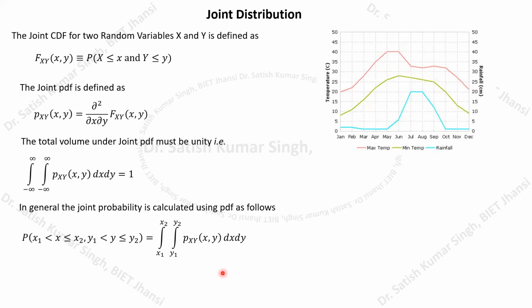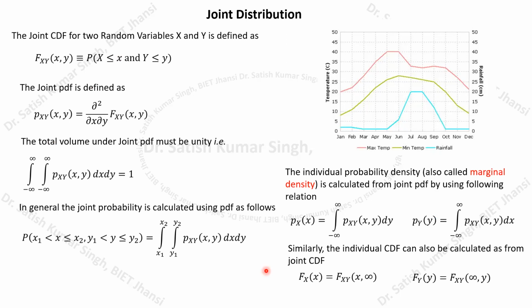Now here we can also define, the way I have defined in the case of discrete random variables the marginal probabilities, similarly the marginal density, because it is a continuous random variable. Normally these marginal densities are called the individual probability densities. They can be calculated from the given joint probability. From the joint probability we can calculate the individual probability density functions, and those are called the marginal density functions.